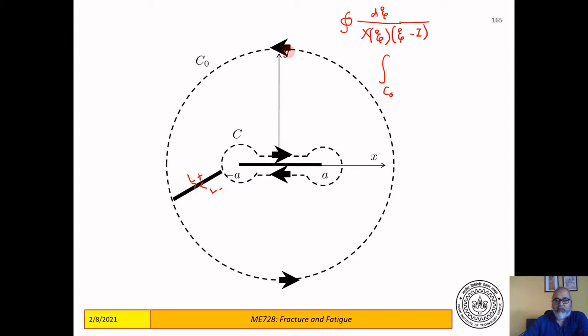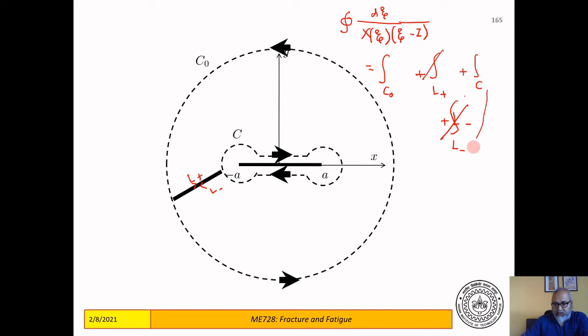So then we go around C naught, then we go along L plus, then we go around C, so this whole thing, and then we go around L minus again to get this entire contour integral. So this will be in two parts, out of which L plus and L minus are in opposite directions, so they are going to cancel. So this is L minus, so this and this are going to cancel out. We will be left with C naught and C.